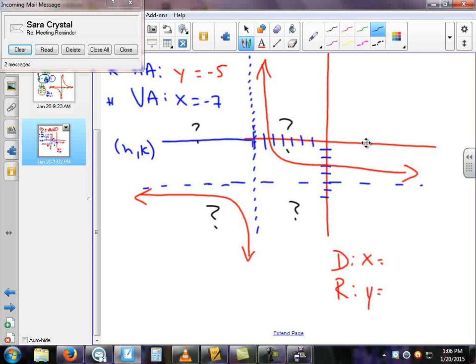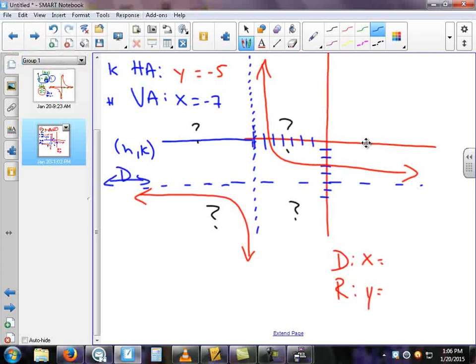If you're thinking about domain and range, domain is the x direction. So as I slide along, I'm cruising along my line. Where do I end up with a problem as far as the x is concerned? Should be right here is where I see that first dotted line that says you can't use this x value. And the x value was negative 7. So I'm going to say that x cannot equal negative 7.